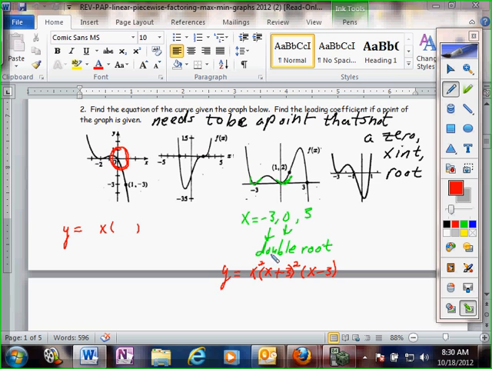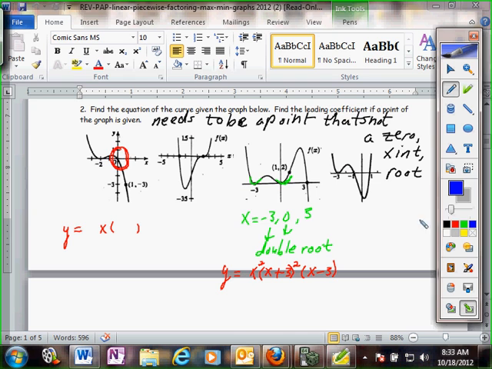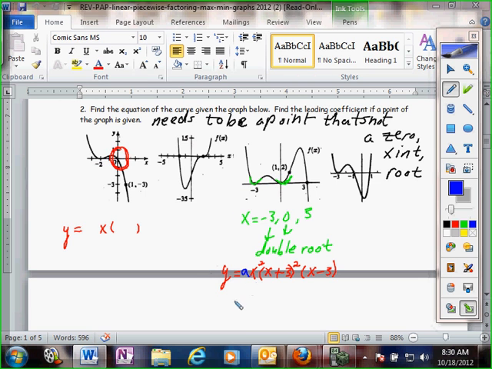And so this is everything except for the leading coefficient. So if I wasn't given this extra point here, I would be done. But since I'm given this point, I can find the leading coefficient, and we'll call that coefficient A. So I need to find what A is.